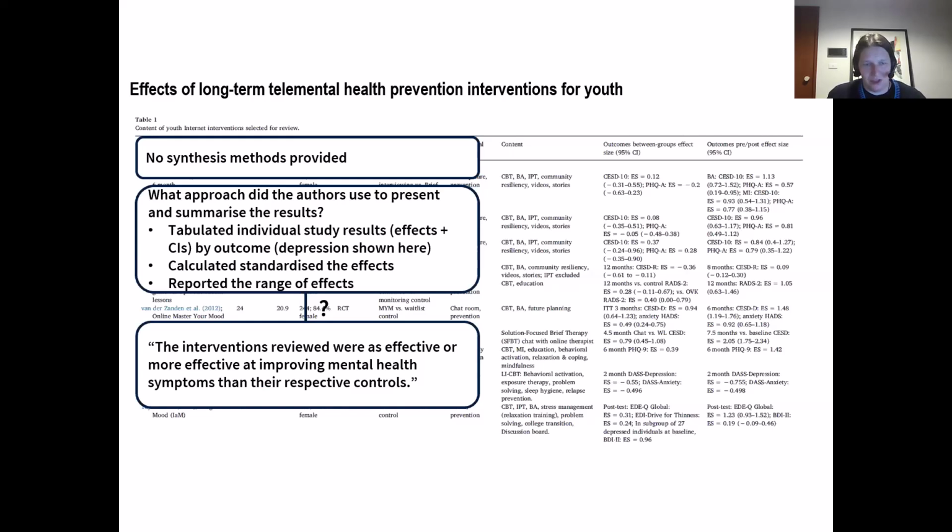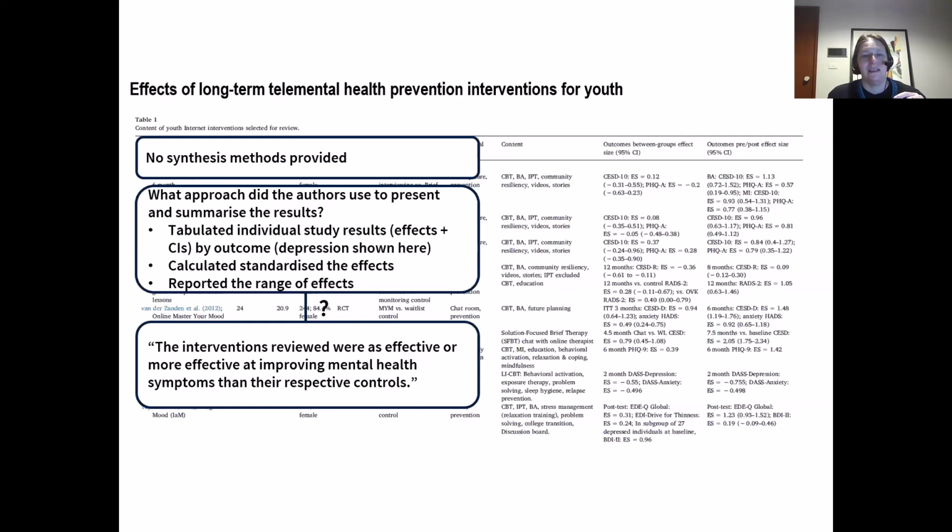And for the outcome depression as shown here, they calculate these standardized effects, and within the text, they report the range of effects. Then they make this conclusion: the interventions reviewed were as effective or more effective at improving mental health symptoms than the respective controls. But there's a complete black box in how they go from the information they present in the table to the conclusion. So what synthesis method are they using to go from that table to the conclusion?